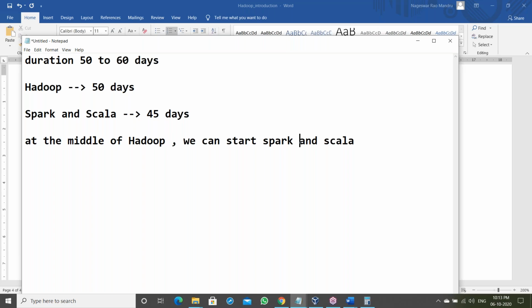For the parallel batch, the timing is mostly night hours only. Evening hours, maybe 8 to 9:15 will be Spark and Scala, and 9:15 to 10:30 Hadoop. After 3 weeks, I'll start Spark and Scala in parallel. If you do it in parallel, you can finish within 60 days. Hadoop first, next Spark.